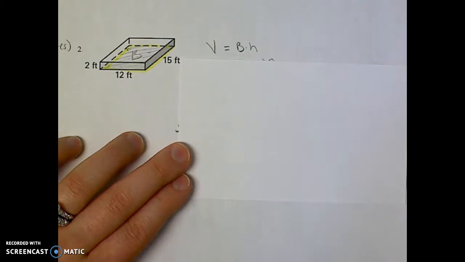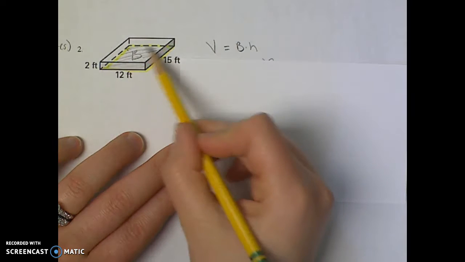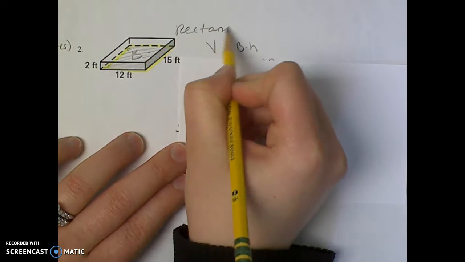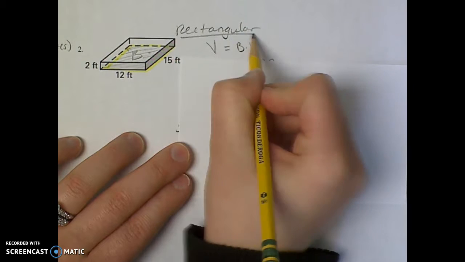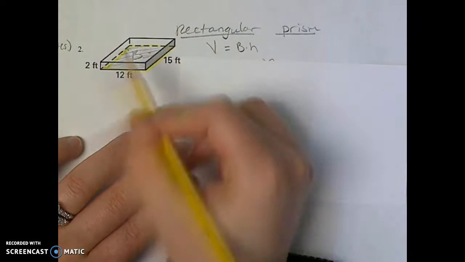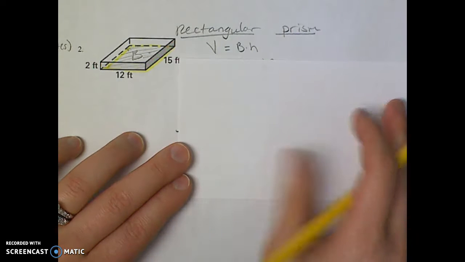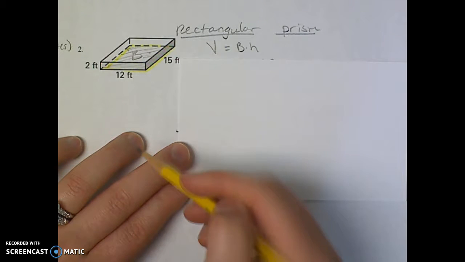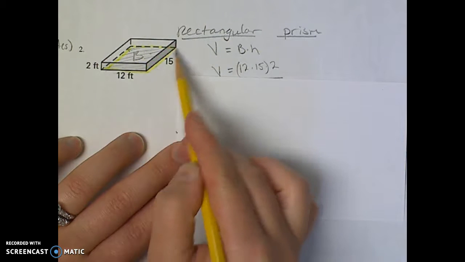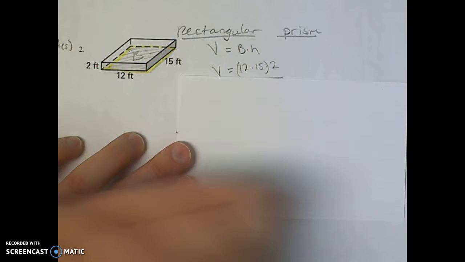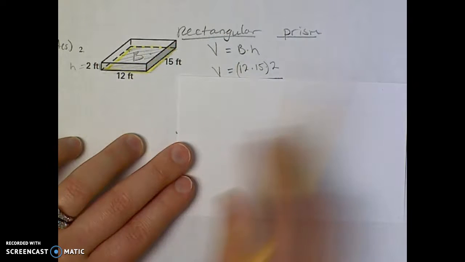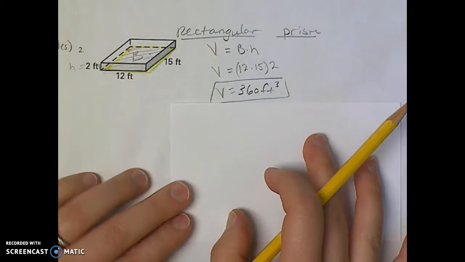Example 2 does not have a circular base. The base on this solid is a rectangle. So this would actually be a rectangular prism, because there are two bases, top and bottom. We use the same formula, area of the base times the height. The area of our base is going to be 12 times 15, times our height of 2. That gives us a volume of 360 feet cubed.